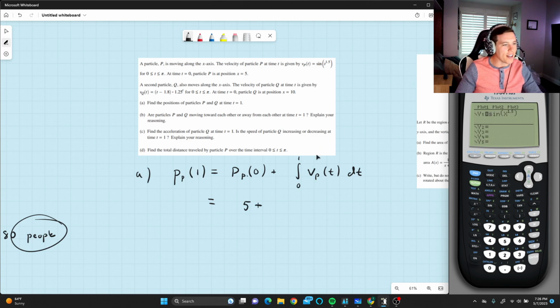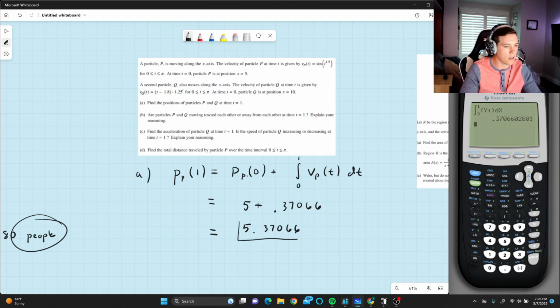All right, let's accumulate. Second quit, math 9, 0 to 1. Call up your variables, Y variables, function y1, dx, bam. 0.37066. Add them together. That's your answer. 7066. And do they ask for units? Find the positions? Nope, this doesn't even give units. So that's it. That's our position at time 1.